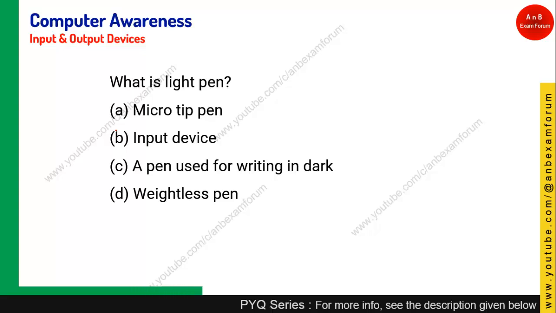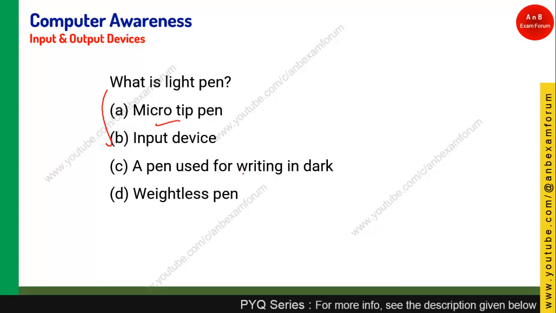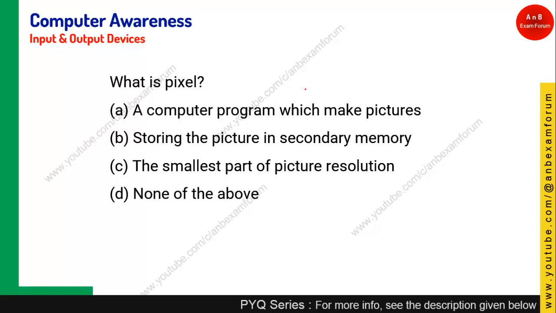What is a light pen? Light pen, as you know, is an input device. It is not a micro tip pen. It is not a pen used to write in the dark. It is not a weightless pen, but it's an input device. In a light pen, it emits light, and there's a panel on the computer screen basically. It will detect the light and send which portion of the screen was touched by this pen. Okay, so option B is the right answer.